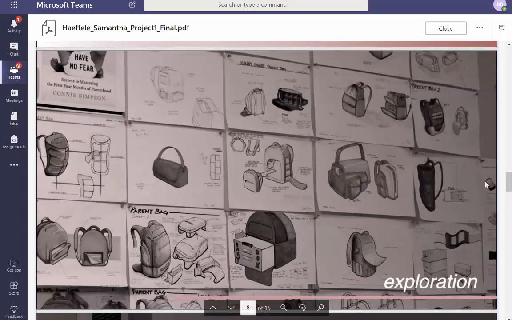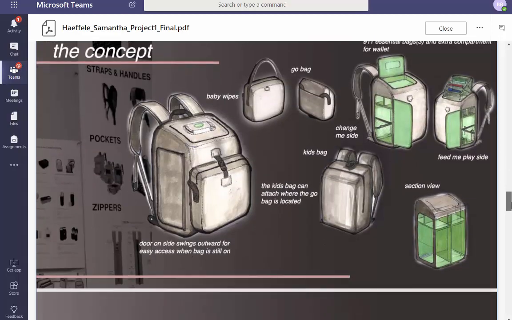Exploration. It works. What I'd like to see is the one you went with over here. And you don't have to tell me exploration if you don't want to, because I get it.